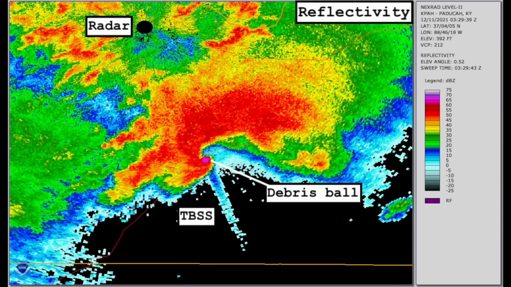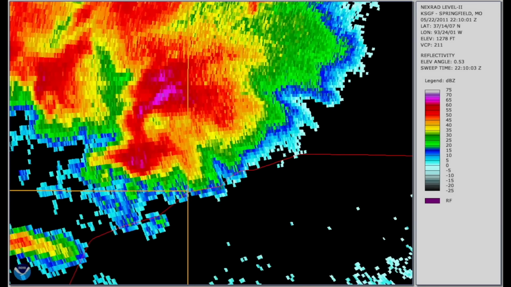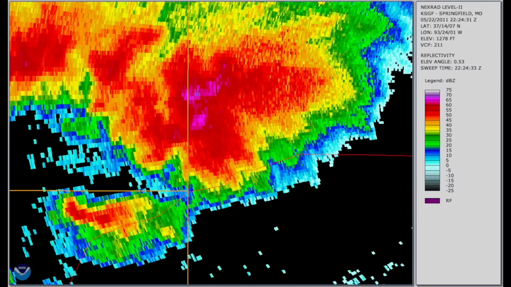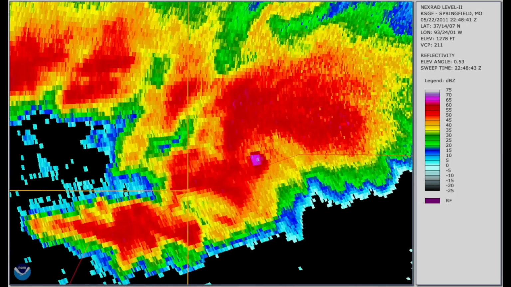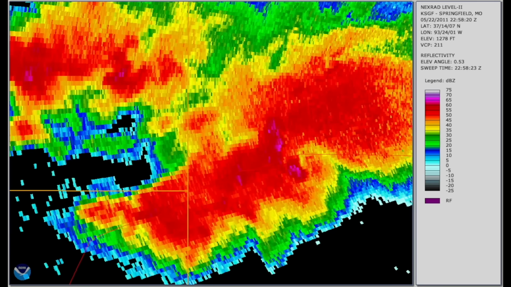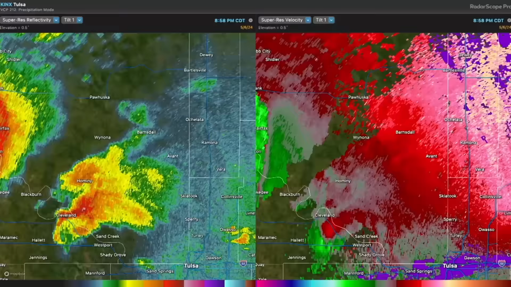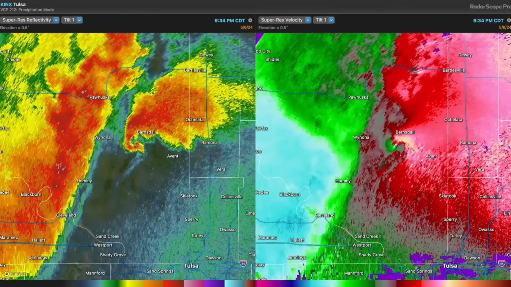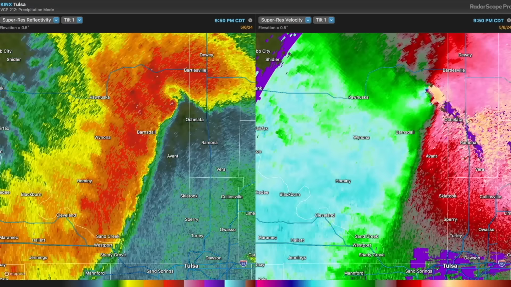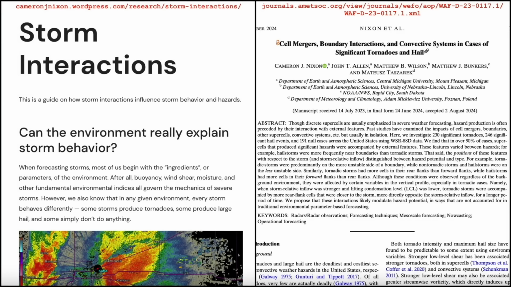We're going to dive into storm interactions, which can play a major role in the types of hazards you can expect from supercells and can give you a clue as to which storm you should target or reposition for during an active storm chase. Much of this will be based on new research on storm interactions by Cameron Nixon and others. If you'd like to do some digging on your own, head over to the articles you see on your screen here.